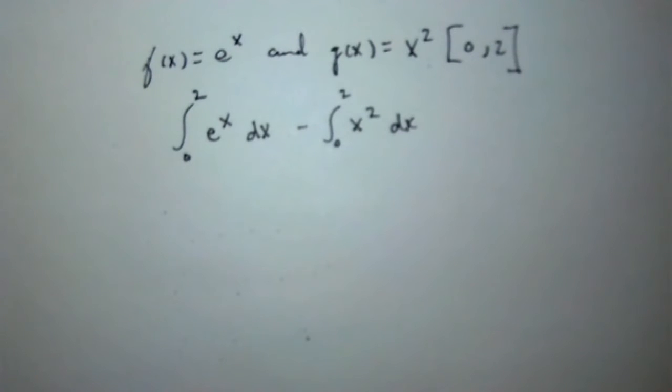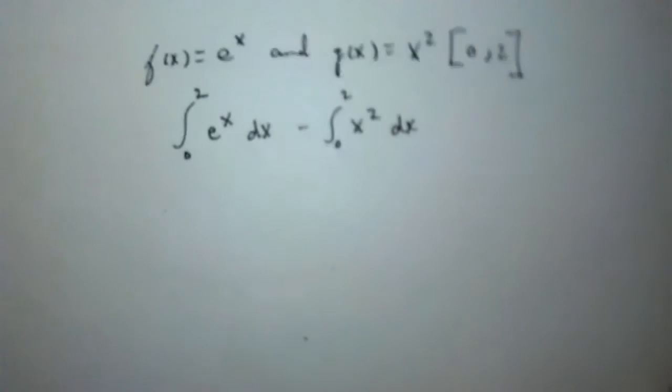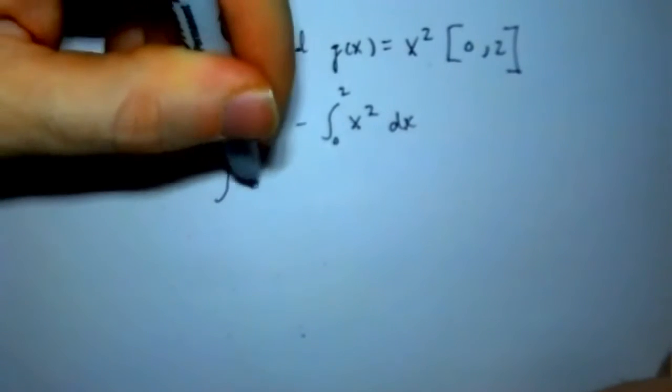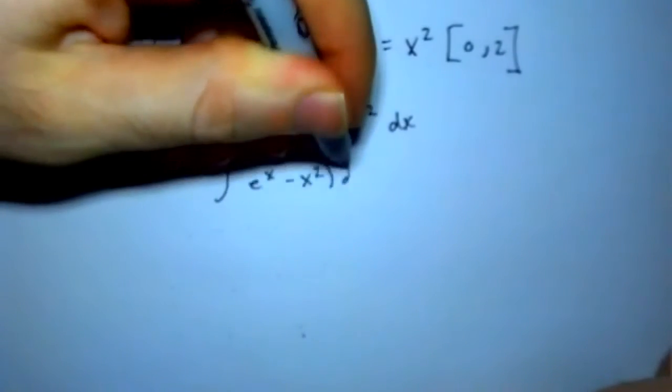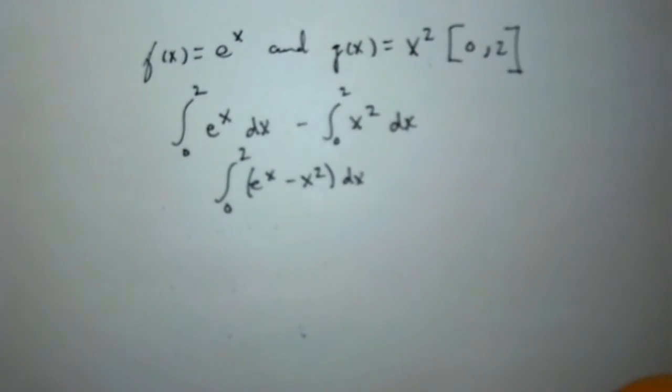Let's start with that. If you plug in zero to both of these, e to the zero is one. This one's gonna give me zero. If we plug two into these, this is e squared. Don't know exactly what that is, but I know e is roughly 2.71. So 2.71 squared is gonna be more than two squared. So that's gonna make e to the x my top function. All right, so if we made this into one, this is e to the x minus x squared dx. Takes us over here at 0 to 2. And we're ready to integrate.